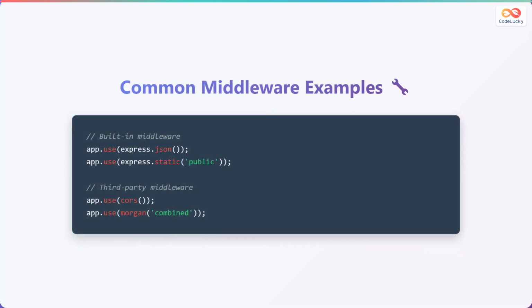Here are some common middleware examples. express.json is used to parse incoming JSON requests. express.static serves static files, such as images, CSS, and JavaScript files. cors is a third-party middleware used to enable CORS, or cross-origin resource sharing. Morgan is a third-party middleware used for logging HTTP requests.